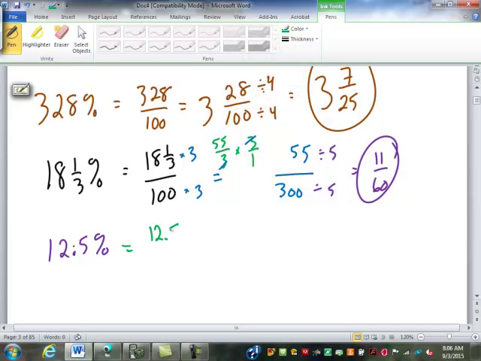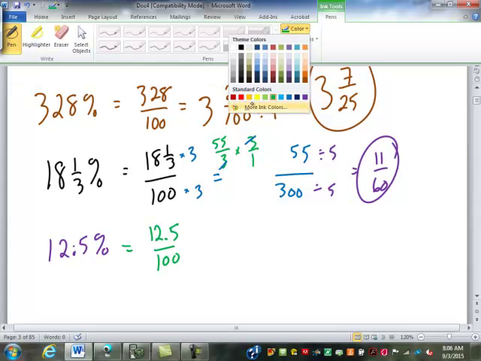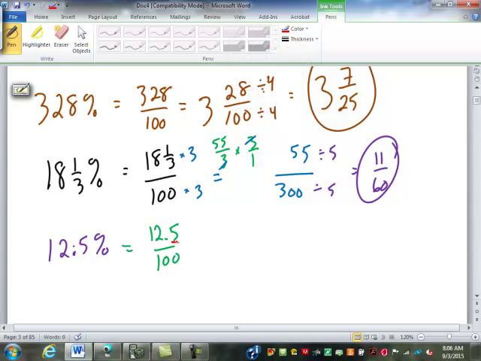12.5 over 100, exactly. Now, just like we don't like having fractions within our fractions, we don't like having decimals within our fractions. There's only one decimal place here, so what do we multiply by to get rid of the decimal? 10. If there were 2 decimal places, we would have multiplied by 100, and so on. So this now becomes 125 over 1,000.